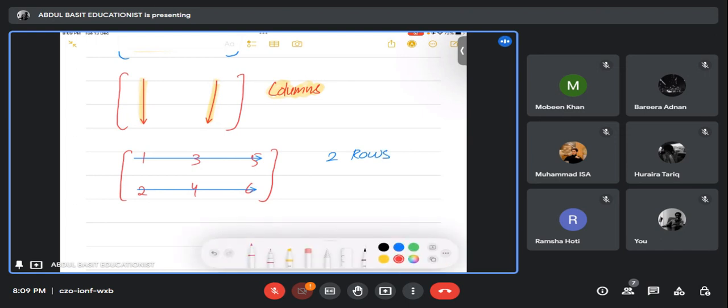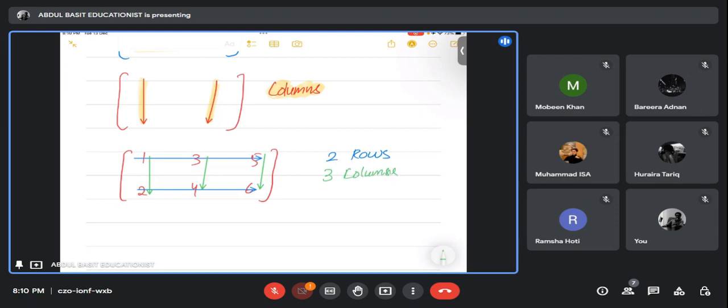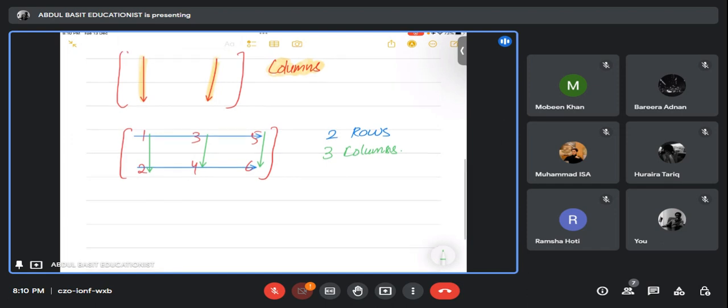And how many columns does this matrix have? Let's check. One, two, and that's the third one. So this matrix has three columns.